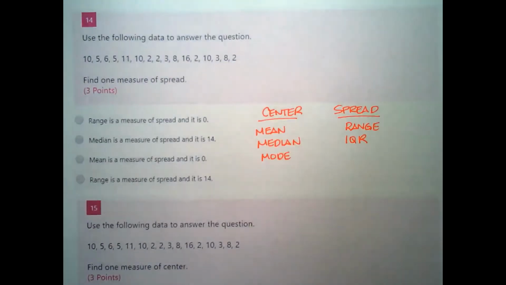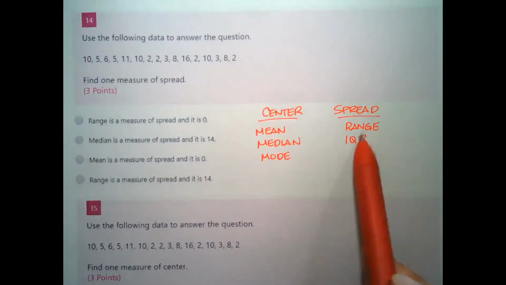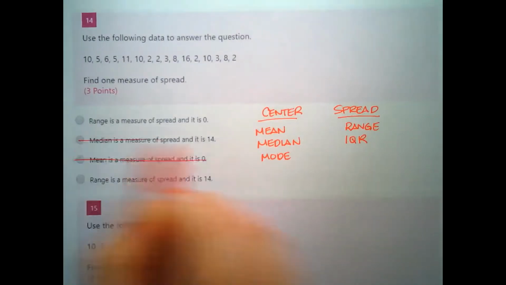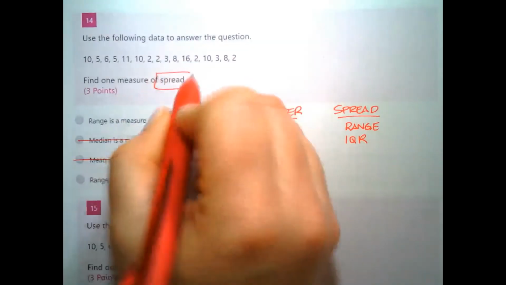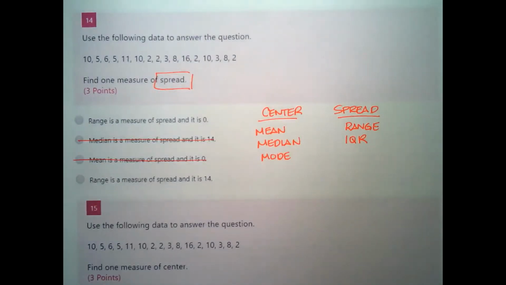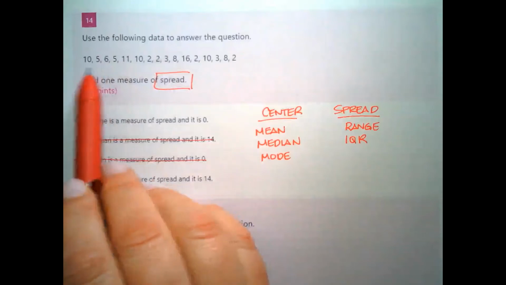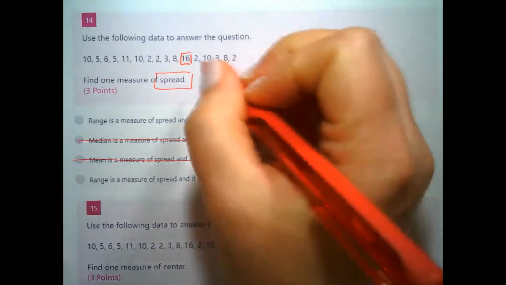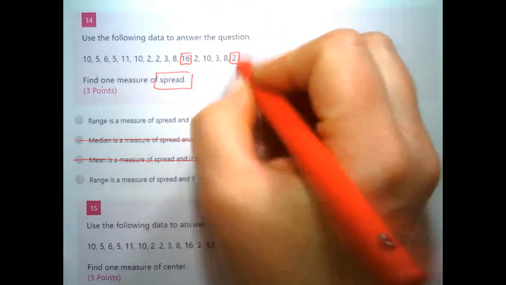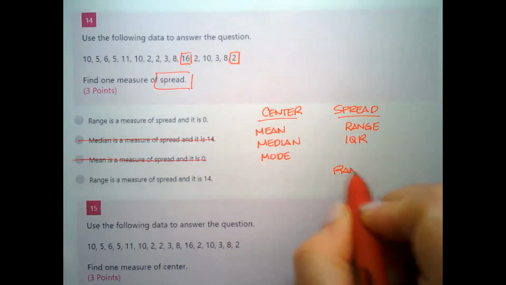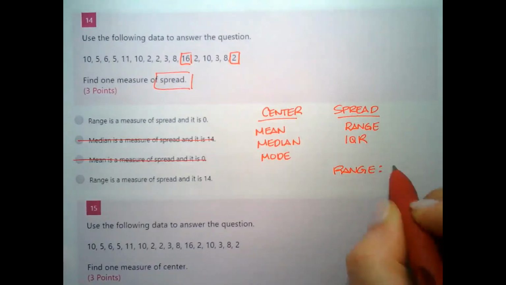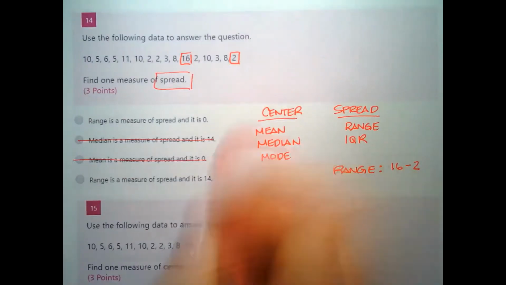Center talks about sort of one number that represents the middle of our data, and spread talks about one number that sort of represents how far spread out our data is. So knowing that the measures of spread are range and IQR, I can already get rid of mean and median, because those are not measures of spread, and that's what it asked for in the question. All right, so we're looking for range. Range is going to be the biggest number subtracted by the smallest number. So the biggest number in our set appears to be 16. And the smallest number in our set appears to be 2. So to get the range, one measure of spread, we take 16 and we subtract 2. And we get 14.